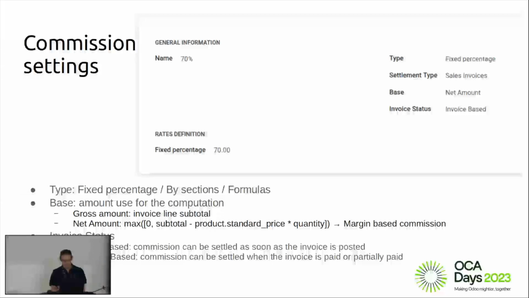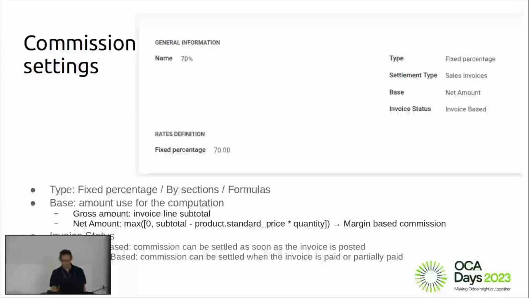Then there is the base amount you can configure. This is rather important. So by default, it's the gross amount, so that's the amount on your sale order line or customer invoice line. You also have the possibility to use the net amount, which, it took me some time to understand it, but basically you have your subtotal and you subtract to it the product standard cost times the quantity, and roughly that's the margin you make on your line.